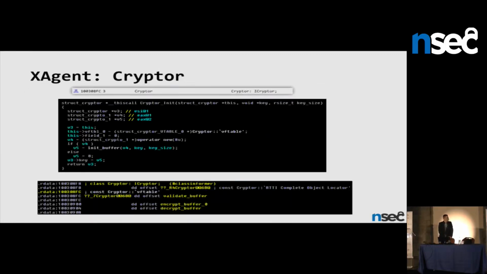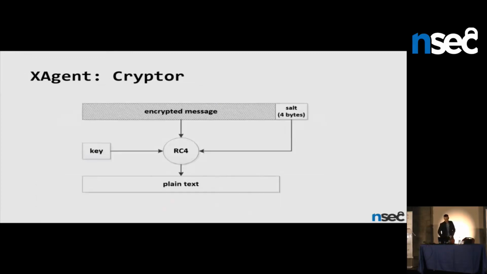The cryptor interface is used to encrypt messages in communication with the CNC server. It has only three methods here: validate buffer, encrypt buffer, and decrypt buffer. The cryptor interface is based on the RC4 implementation, and one particularity which I want to bring to your attention is that to encrypt a message, it uses a key which is hard-coded in the binary, but it also generates a random salt of 4 bytes. When it encrypts a message, it generates random 4 bytes, concatenates them with the key, and uses this to encrypt the message. Then it appends this salt to the end of the message. So every time the same message is encrypted with the same key, the ciphertext is going to be different.